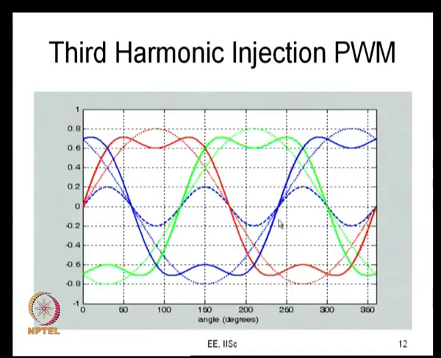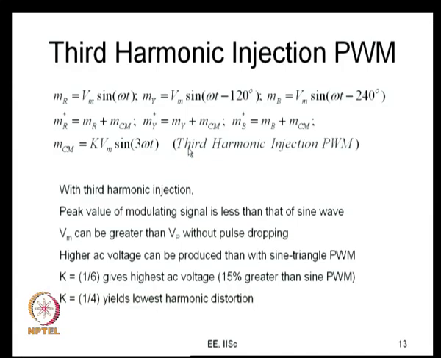This has only a 50 hertz component, as I said before, and this is your MR, and your VR average will be proportional to this, and this solid line is your MR star, and your VRO average will be proportional to this. Then let us look at third harmonic injection and put it mathematically. You start with the same 3 phase signals MR, MY and MB, which are sinusoidal signals, and you add a common mode MCM to all the 3 to get MR star, MY star and MB star. Now, the common mode is a third harmonic sine wave, sin 3 omega t.